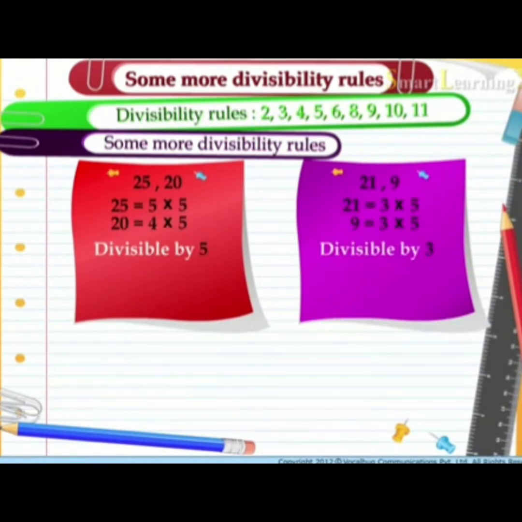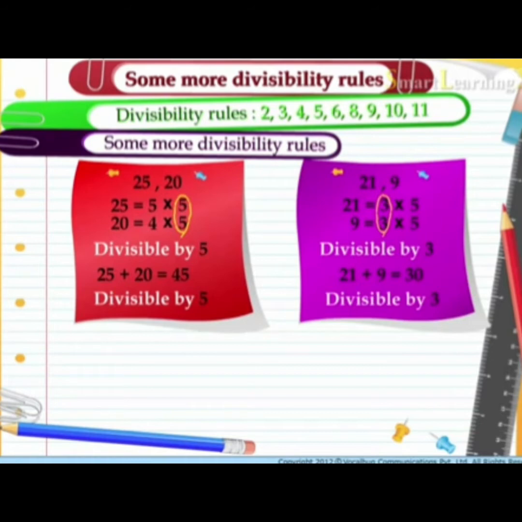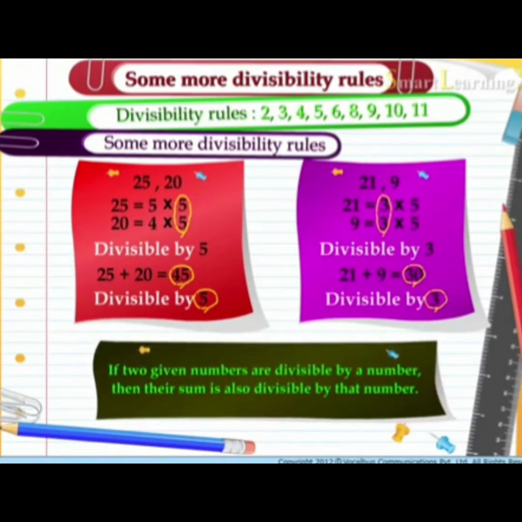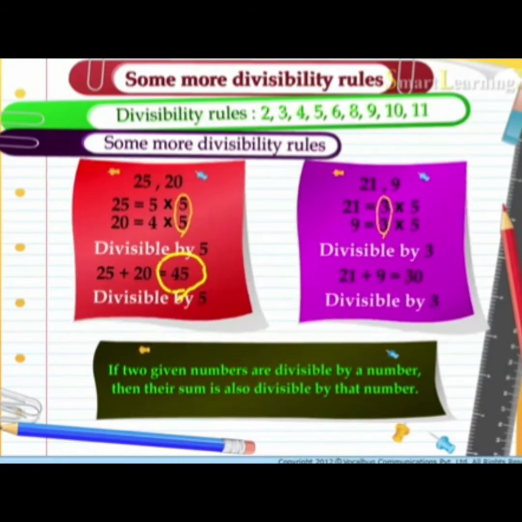For finding some more rules, consider these pairs. Observe that the numbers in each pair have 5 and 3, respectively, as their common factors. Now adding both the pairs individually, we get 45 and 30, which are also divisible by 5 and 3, respectively. So, we can say that if two given numbers are divisible by a number, then their sum is also divisible by that number. Let us see whether it is true for subtraction also.